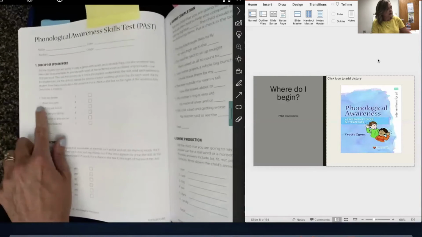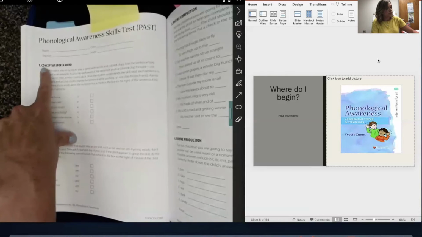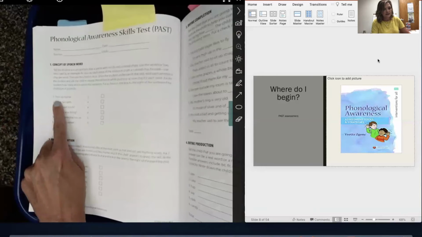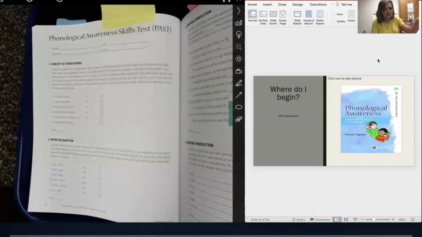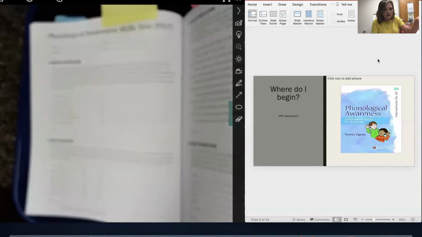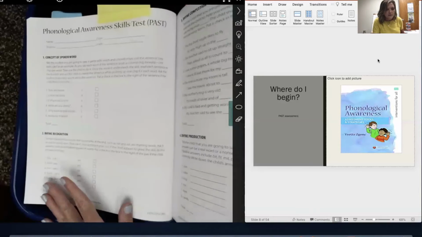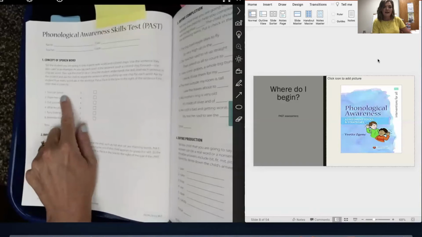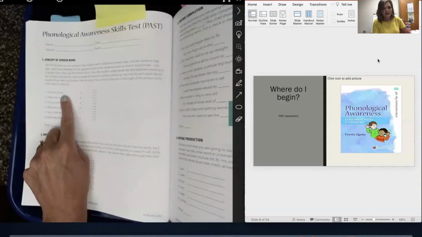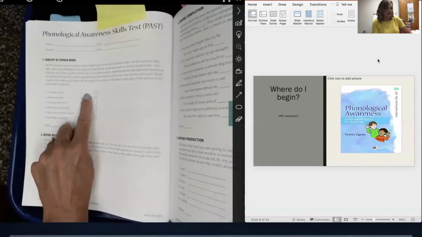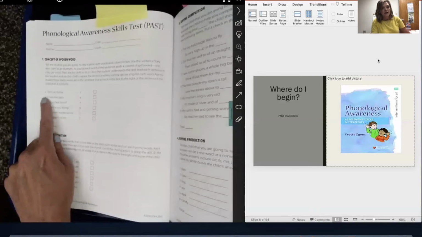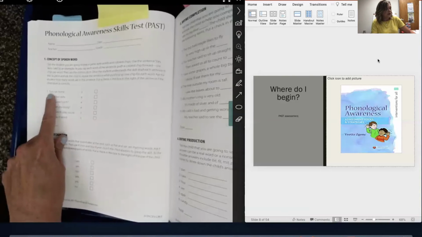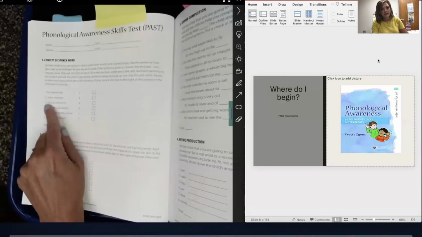Like number 1 is the concept of spoken words. So you're going to read this sentence to them. Let me focus that a little bit. And it says, Tom ran home. And they need to tell you how many words are in that sentence. If they get it, they get a check. And there are kids that cannot hear the different words in those sentences.